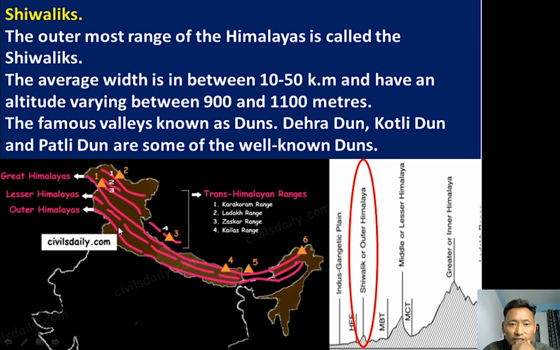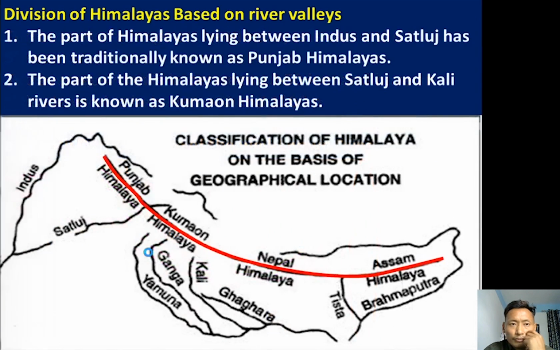This mountain range, Shivalik, consists of some of the famous dunes. Dunes are also, we can say, valleys, such as Dehradun, Kotli Dun, and Patli Dun, some of the important dunes which are located along the Shivaliks or Outer Himalaya.